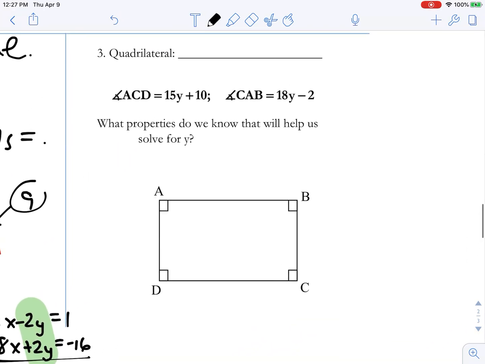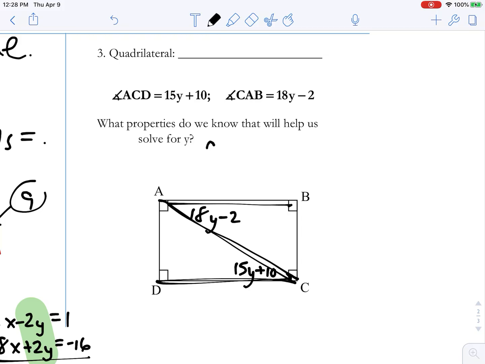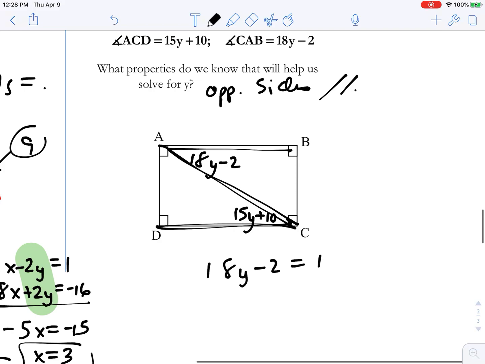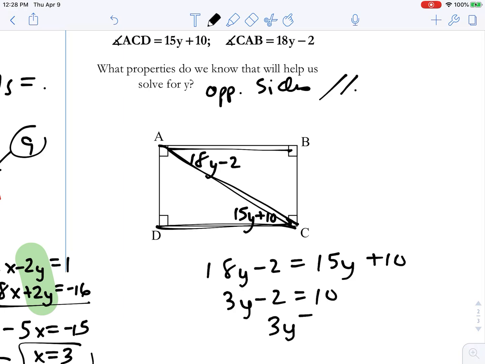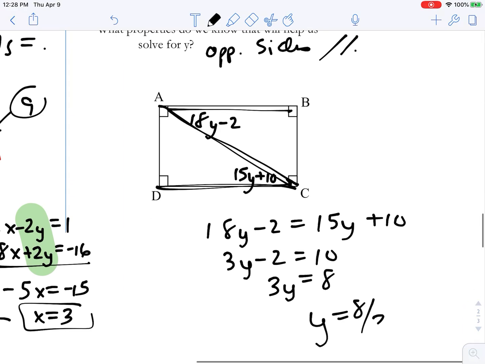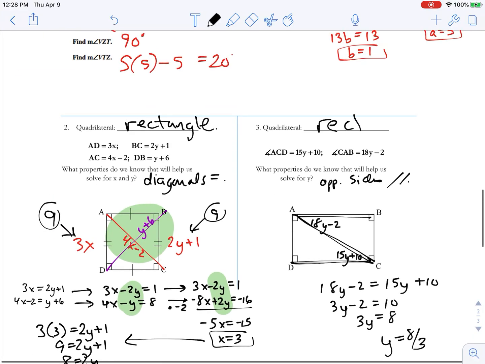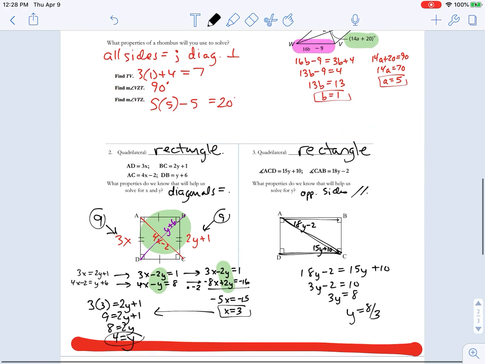Last problem, here we go. So we've got this picture, it looks like it's a rectangle. ACD, we're talking about this angle right here. ACD is 15y plus 10. CAB is this angle up here, is 18y minus 2. You need to know that the opposite sides are parallel because those are alternate interior angles. So 18y minus 2 equals 15y plus 10. Ooh, gross answer. Y equals 8/3. Okay, this has got to be a rectangle as well in order to do the problem.